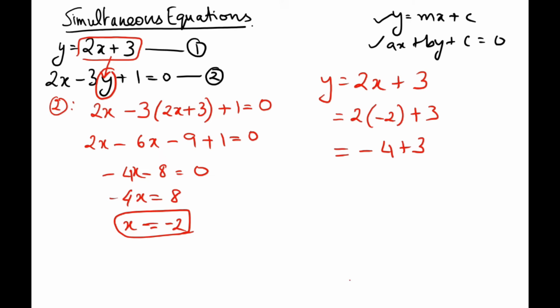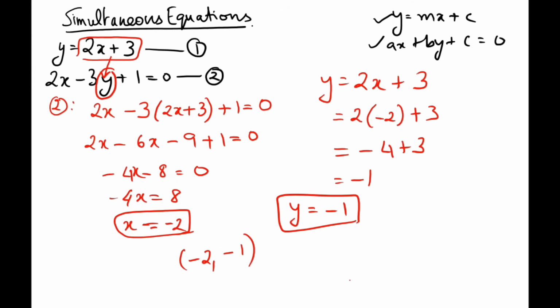So it's easier to substitute in this equation, and therefore the equation gives you the value of y as negative 1. Therefore the point of intersection of these two lines is minus 2 comma minus 1, and the solution is x is equal to minus 2 and y equal to minus 1.